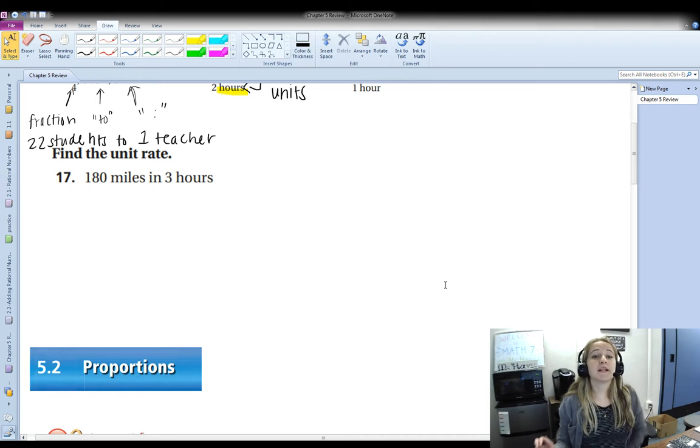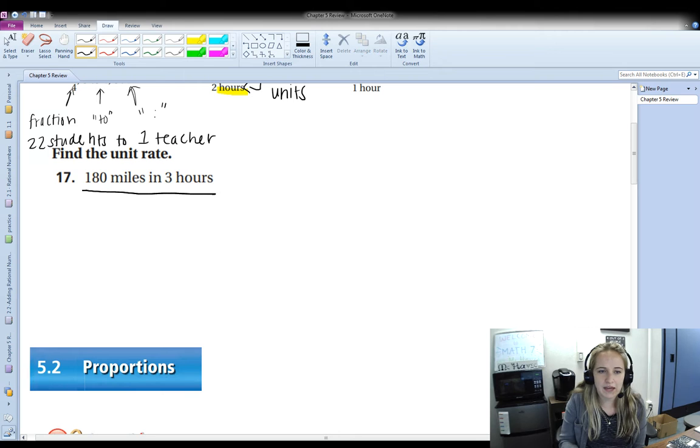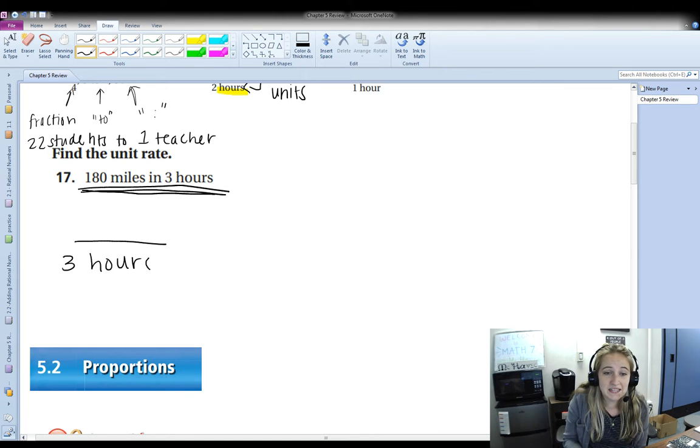Okay, so here we're going to find the unit rate. A lot of us get confused on which one do we put in the numerator, which one do we put in the denominator. So you always want to read what they're asking. If they say the unit rate for 180 miles in 3 hours, whichever one is last in that sentence is always going to be in the denominator. So you're going to set it up as the last one in the denominator, the first one in the numerator. So it goes in order, right?